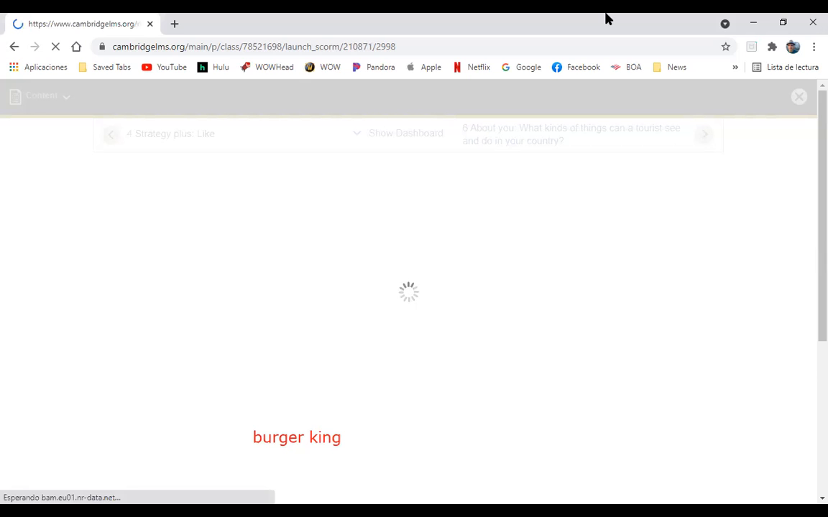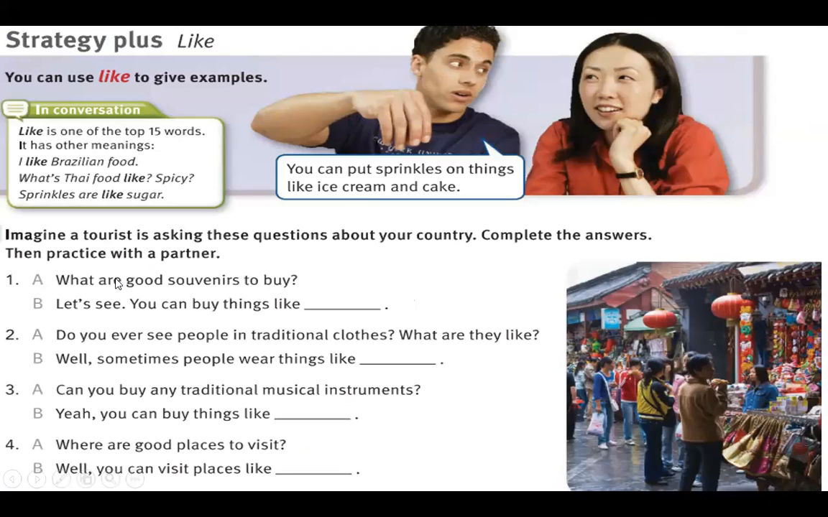Okay, in this exercise, we are going to work on your vocabulary. I am A, you are B, okay? What are good souvenirs to buy? Let's see. You're talking about your country. I mean, your country is Mexico. Of course, our country is Mexico.